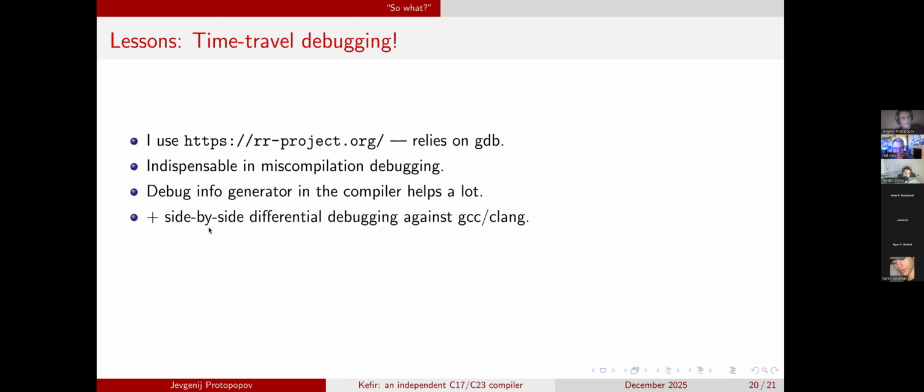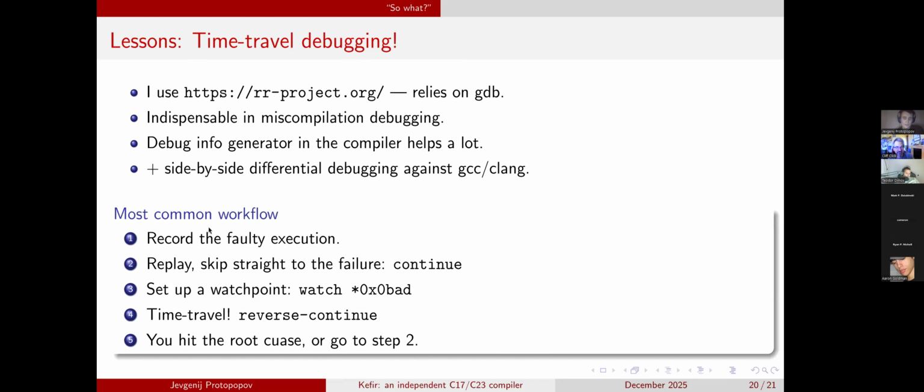I use the record and replay framework, the RR project, which relies on GDB, especially for all kinds of compiler bugs. When I find a compiler bug, I record this execution, I put a watchpoint where the fault happens, and then reverse continue back and back in steps until I arrive at somewhere where it failed. To me, it's a very useful tool, and I always try to promote this approach to debugging.